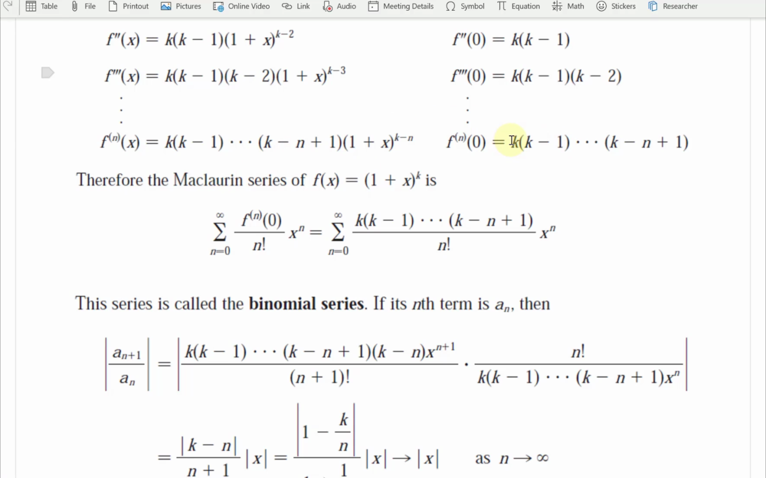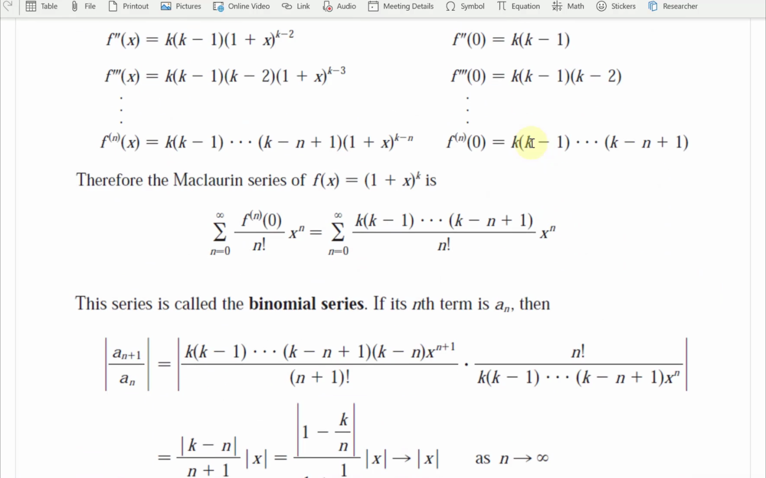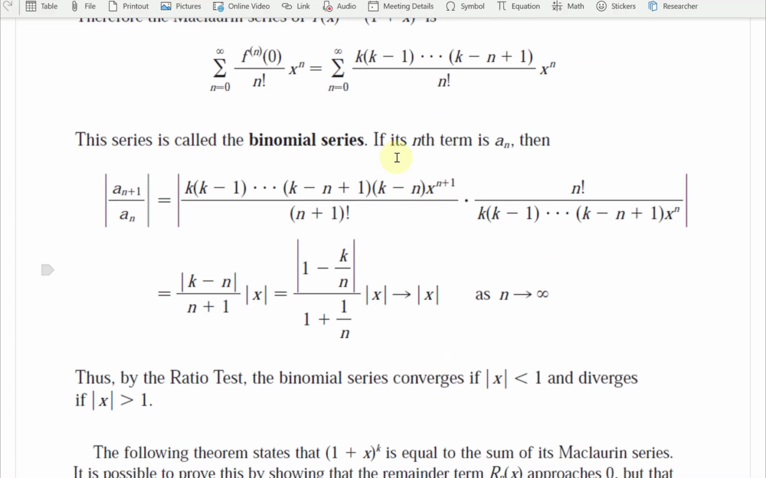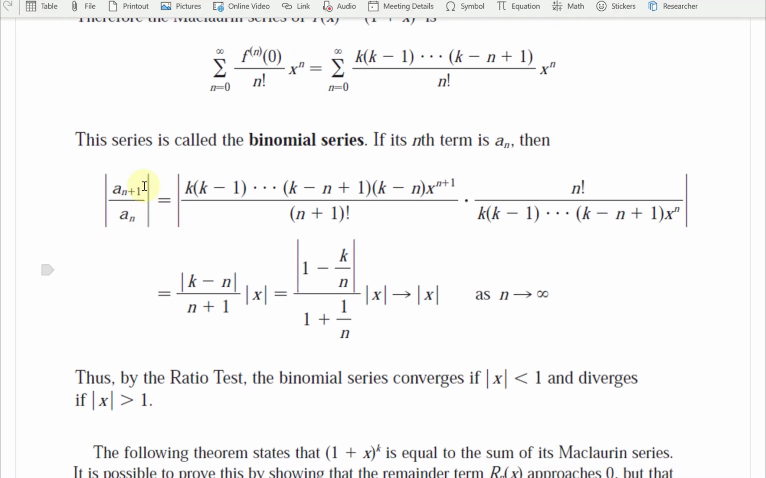And then, similar to the binomial theorem, the pattern involves the factorial. Once you get this pattern, this is going to be the nth derivative at 0, at x equals a equals 0. So you get k minus 1, and then all the way to k minus n plus 1. And therefore the Maclaurin series for f of x equals (1 plus x) to the power of k is this. There's our binomial series. This series is called the binomial series, and if its nth term is a_n, this one right here, and using the ratio test to take the absolute value of a_(n+1) divided by a_n, you eventually get to this term.